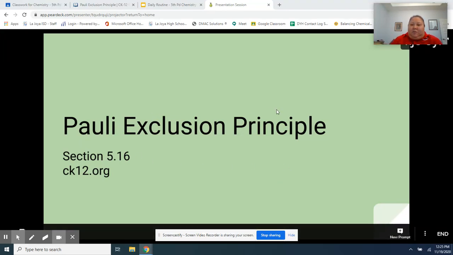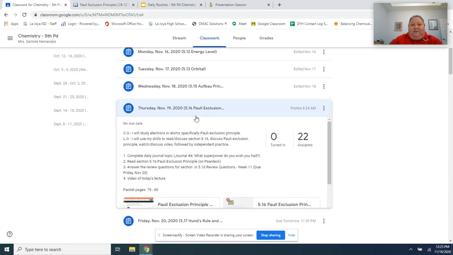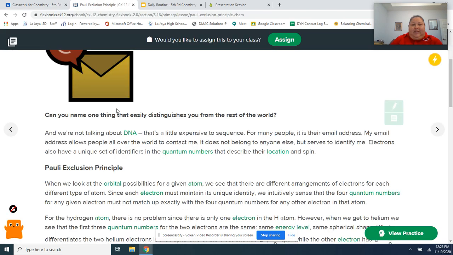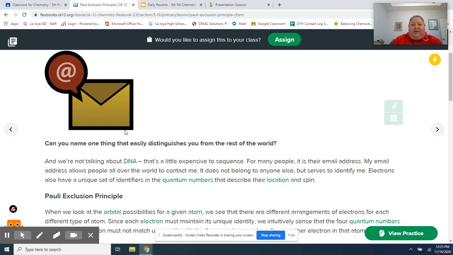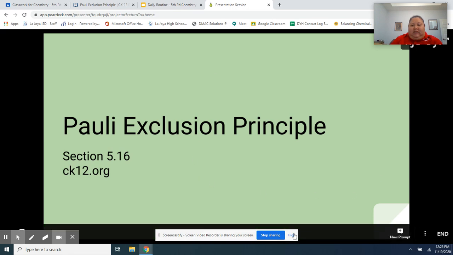Today we're talking about the Pauli exclusion principle, which is section 5.16 on your CK12 packet. Today's date is November the 19th. We're doing 5.16, just a reminder, and it is exactly what you see here in your packet. It's just in a PowerPoint presentation, just like we've been doing lately.